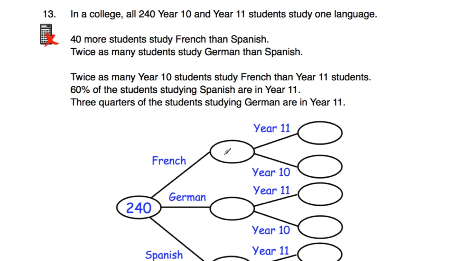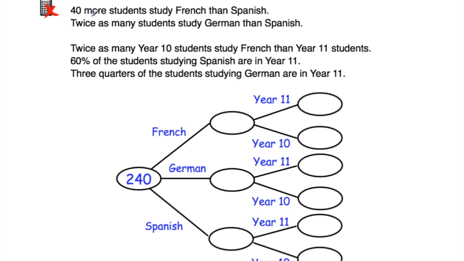Actually, that's information we can use to work out how many people study French, German and Spanish, because we can make equations here. If we call the number of students who study Spanish x, German is twice as many, so that would be 2x. And French is 40 more than Spanish, so that's going to be x plus 40. And we're told that that's equal to 240 students, so we can make an equation.